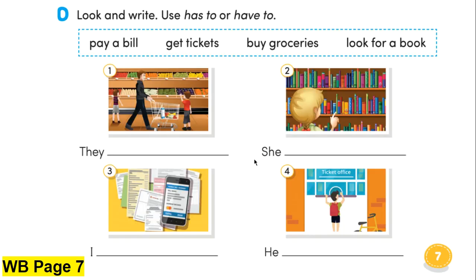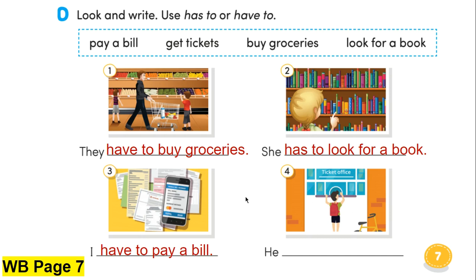And now look and write use has to or have to. Look at picture 1, they have to or they has to. They have to. They have to buy groceries. Number 2, she has to. Very good. She has to look for a book. Number 3, I have to pay a bill. Number 4, has to get tickets. Okay, very good everyone.